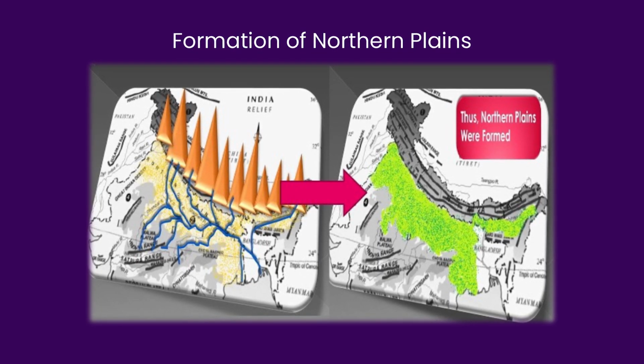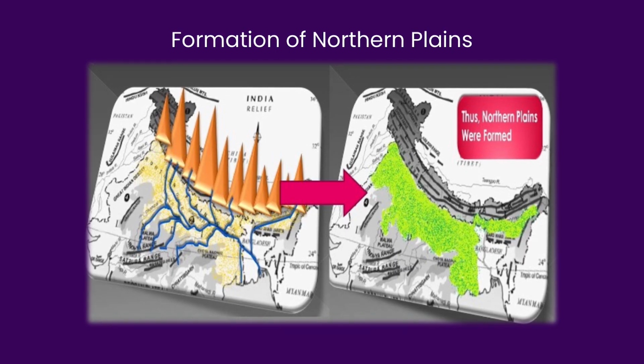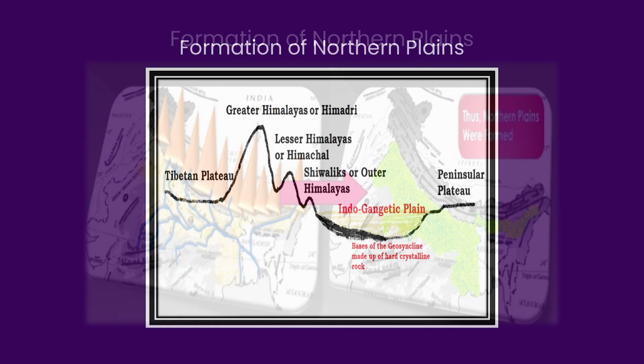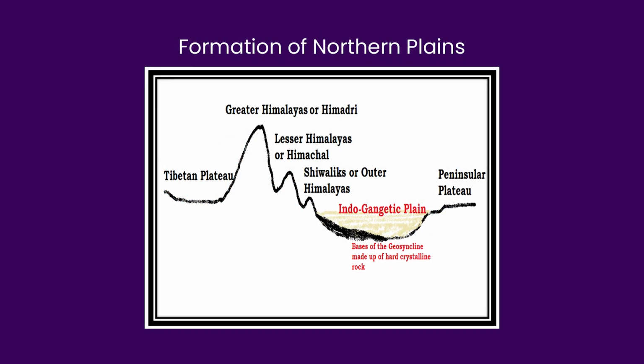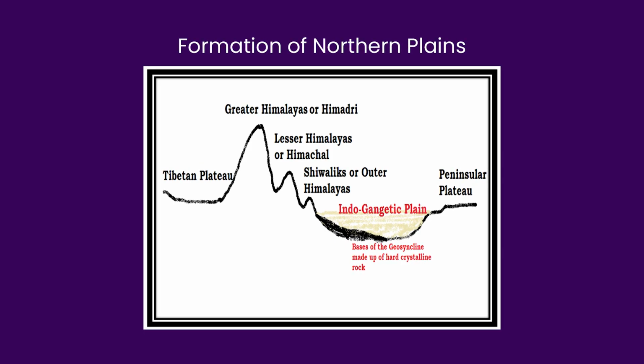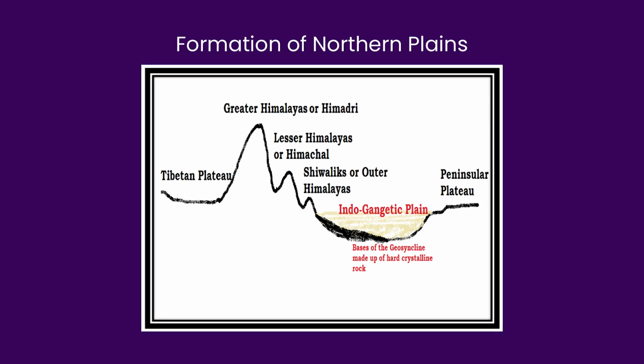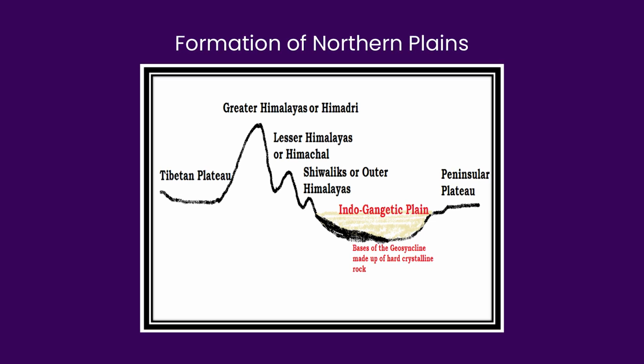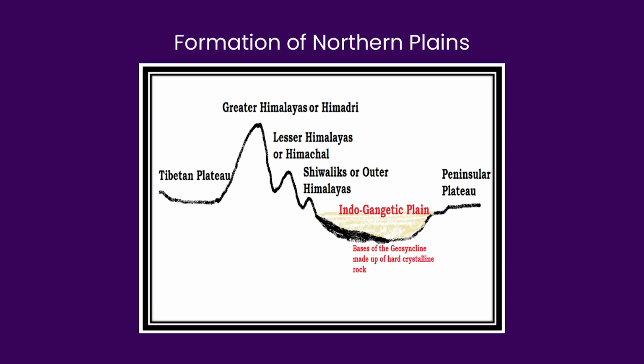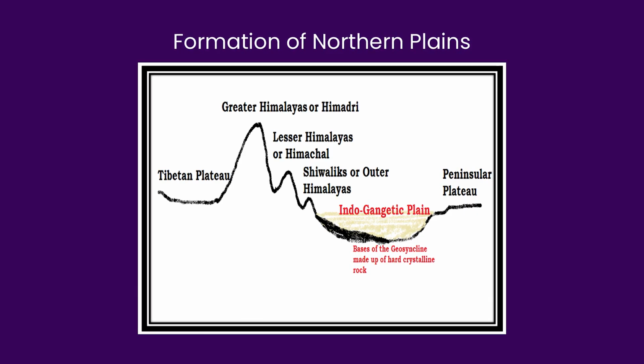The depression was completely filled with alluvium, rock debris, and gravel, and gradually Tethys Sea completely disappeared, leaving behind a monotonous aggradational plain. A flatland of extensive alluvial deposit led to the formation of the northern plains of India. Come, let's know the location and extent of northern plains.